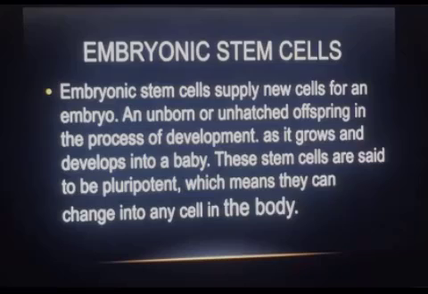The embryonic stem cells supply new cells for an embryo. These stem cells are said to be pluripotential, which means they can change into any cell in the body. They can produce bone, muscle, kidney, heart, skin, hair, tail. All the organisms develop from these cells.